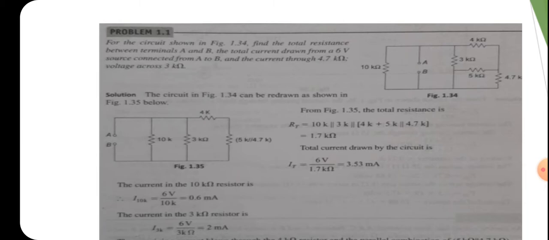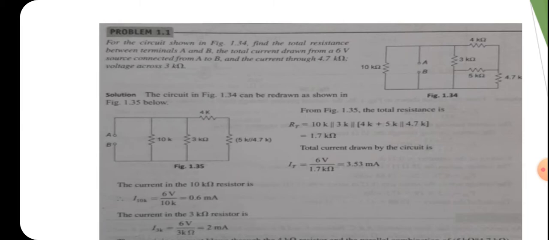So it is shown like that. And the next resistor is 3 kilo ohm. Its one terminal is connected to terminal A, and the other end is connected to terminal B. Okay, so it is drawn like this. And the next resistance is 4 kilo ohm. One terminal is connected to terminal A, and the other is connected to another point where 4.7 kilo ohm and 5 kilo ohm meet. So you can draw 4 kilo ohm like that.